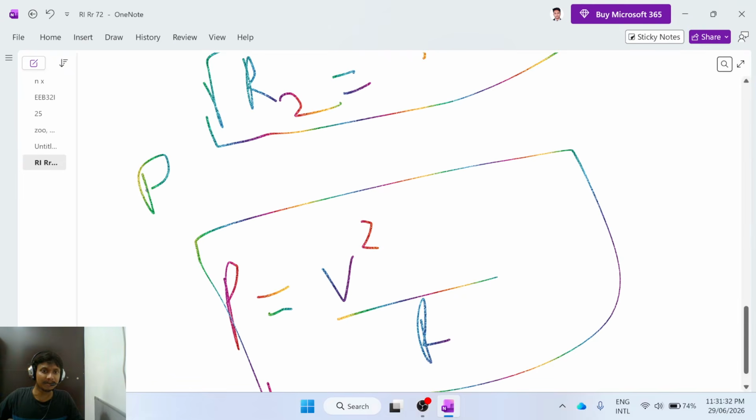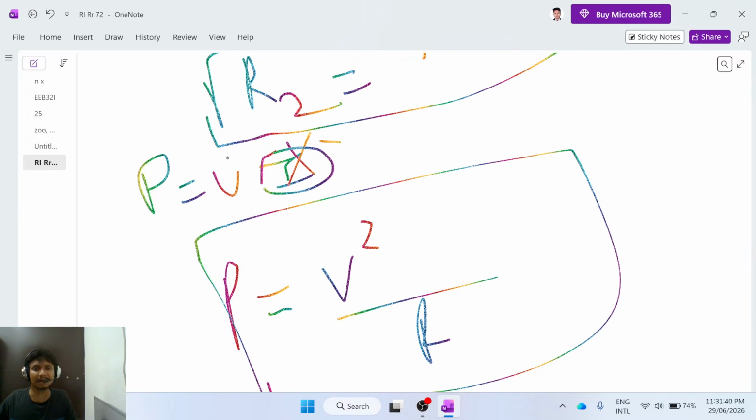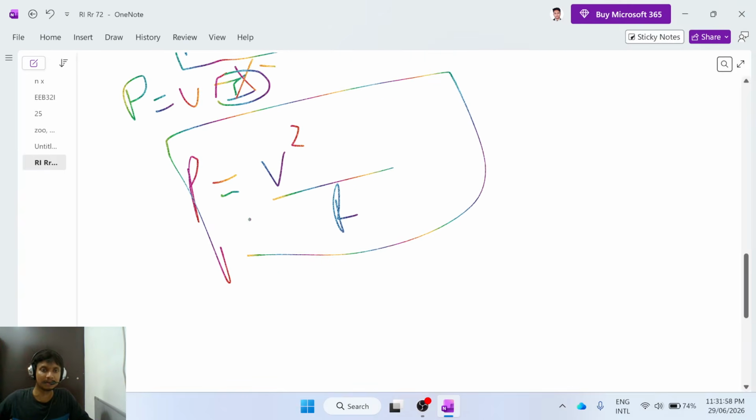We can't use P is equal to VI here directly because we didn't find the I. Okay, we can find the I, but it will take too much time. Please go through the easy method. There you can minimize the time at the exam. You have to do the exam in a specific time. Therefore, please go through the easy step.